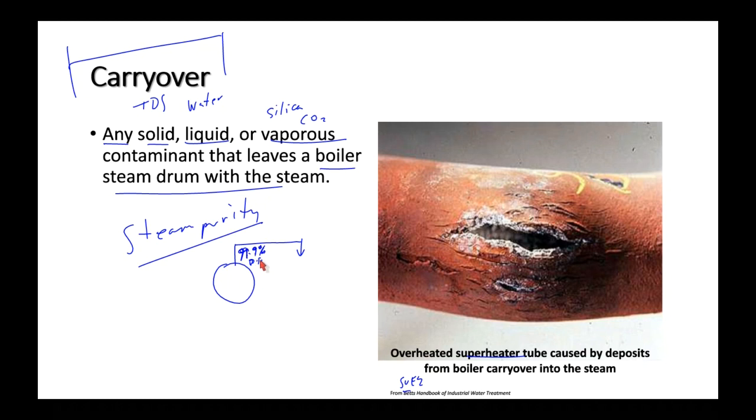So 99.9% dry and saturated, that's pretty darn good, but that means 0.1% is water. And what's in that water? Dissolved solids, such as scale-forming compounds. And then what we do is we put it into a superheater, and this is what we get. Of course, because superheaters are only kept cool with steam flow, they don't have water in them, they overheat and then they die, just like this one did. This is a dead pipe.